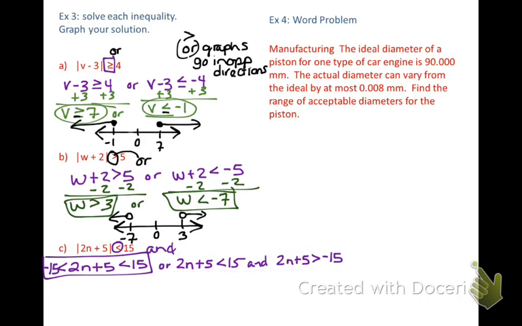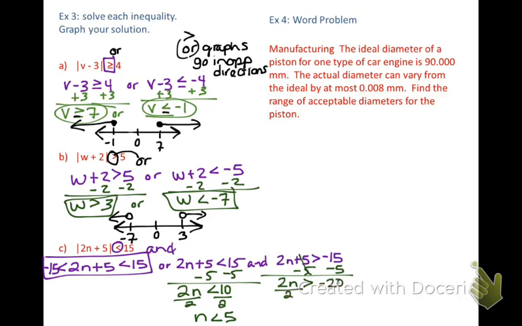So I'm going to subtract 5 from both sides. So now I have 2n is less than 10. Then I'm going to divide by 2. So n is less than 5. And then on the second one, I'm going to subtract 5 from both sides, not 15, 5. So it's going to be 2n is greater than -20. Then I'm going to divide by 2. So now I have n is greater than -10.